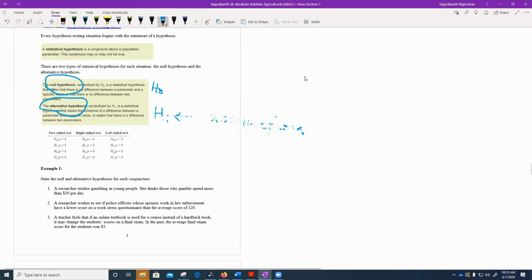Right, there are several types of hypotheses available. There are, of course, three types of hypotheses. The first one is called two-tail, another one is right tail, and the last one is left tail, right? Look at these examples.